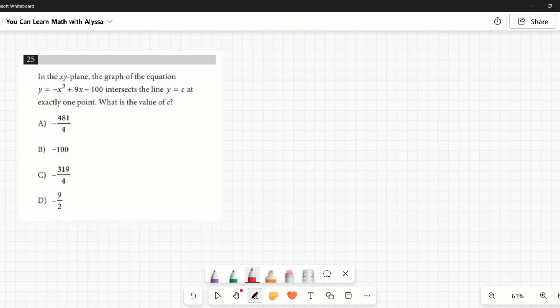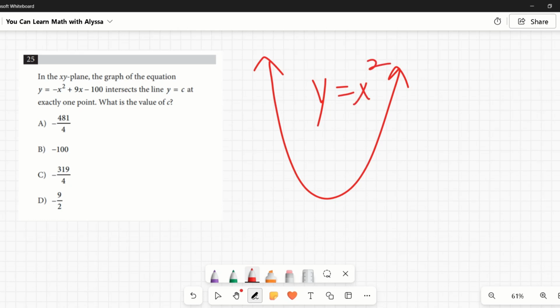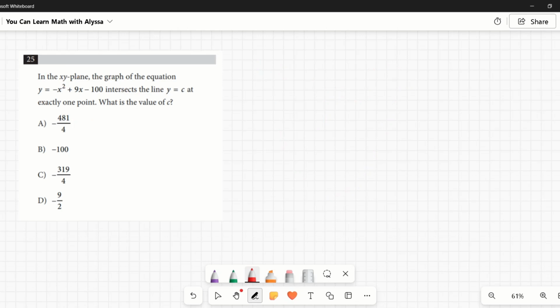If I have a parabola, this is our basic y equals x squared. This one, we got a little extra. It's a negative x squared plus 9x minus 100. The fact that it's a negative x squared means that it's going to be opening down. And I don't really know how wide or how narrow it is or where on the graph it falls. I absolutely can graph this and take a look at it. But if there's a line that intersects it at exactly 1 point, what is this value?